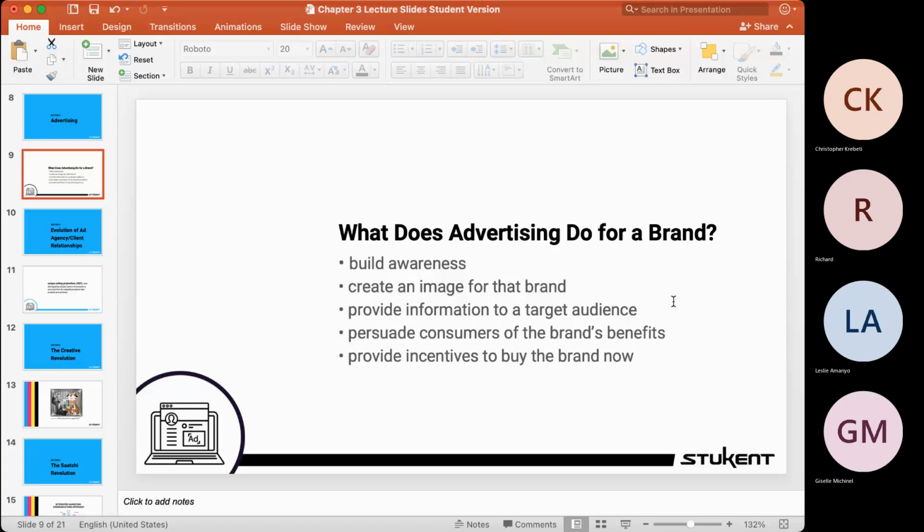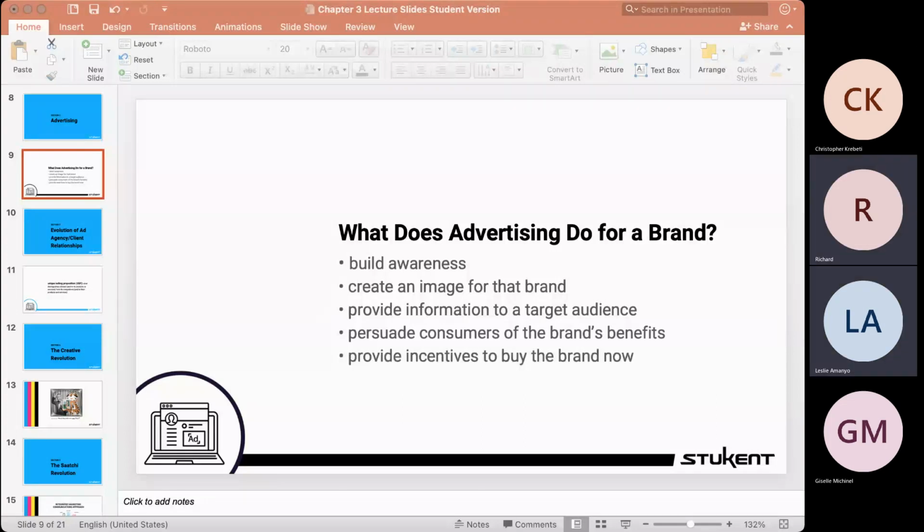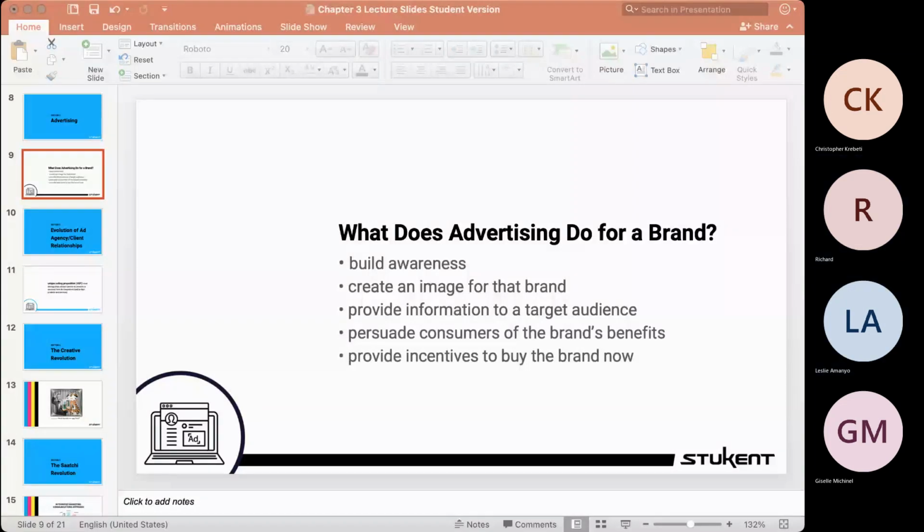Advertising provides incentives to buy the brand now. For example, let me see who actually made the point. Is it Ofori or David? I think it's David. So David spoke of buying the product now. David, were you the one who told us that there's a 50% discount if you were to buy it now? Or is it Richard? Okay. So it's Leslie. So Leslie did that. Right. So that is what advertising does.